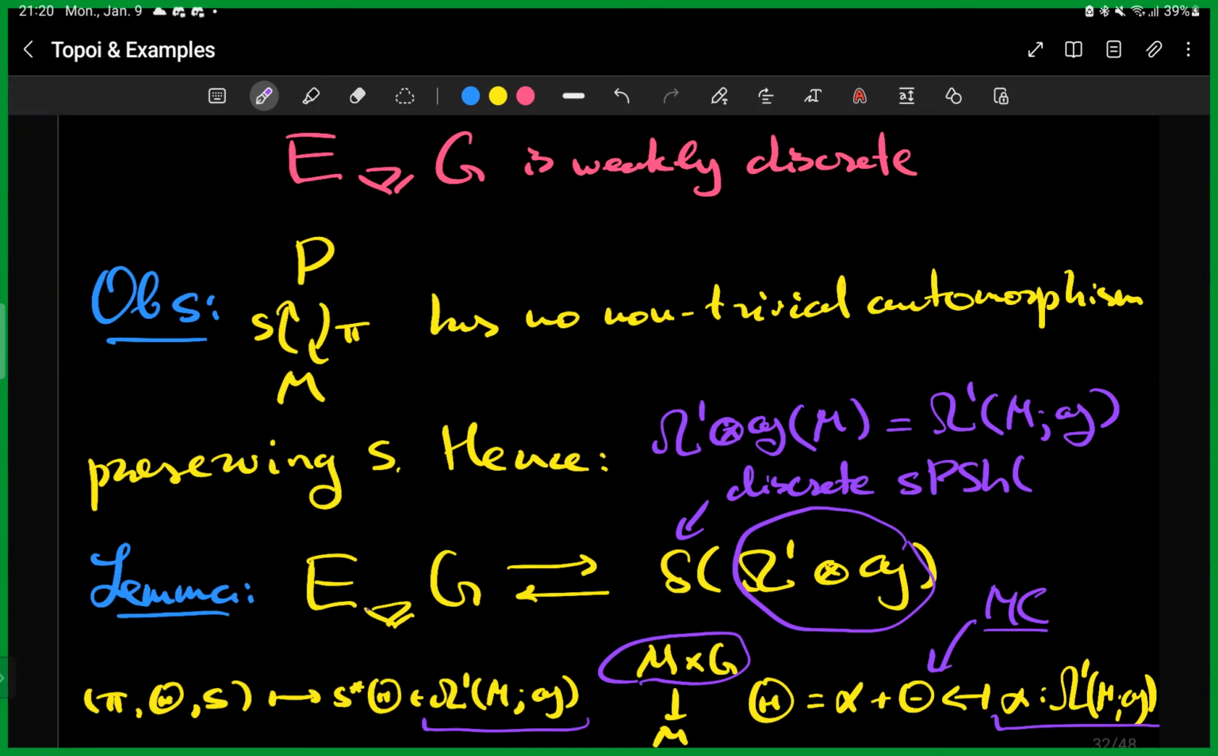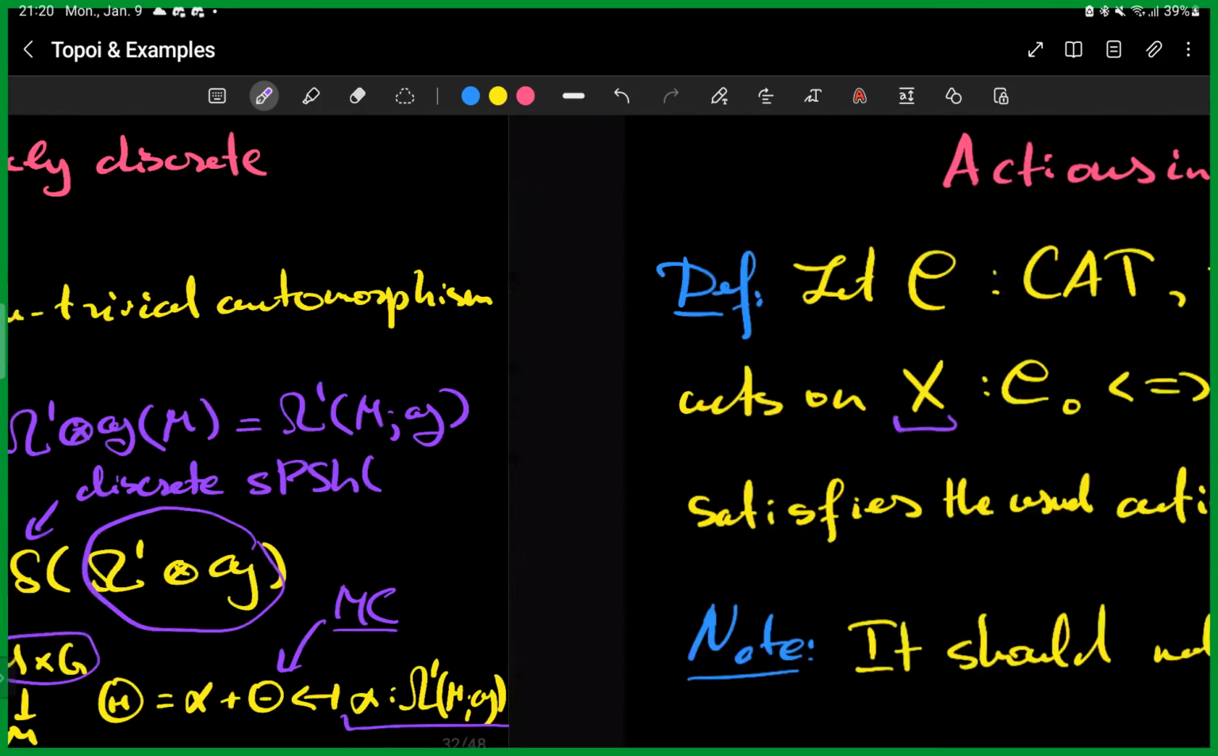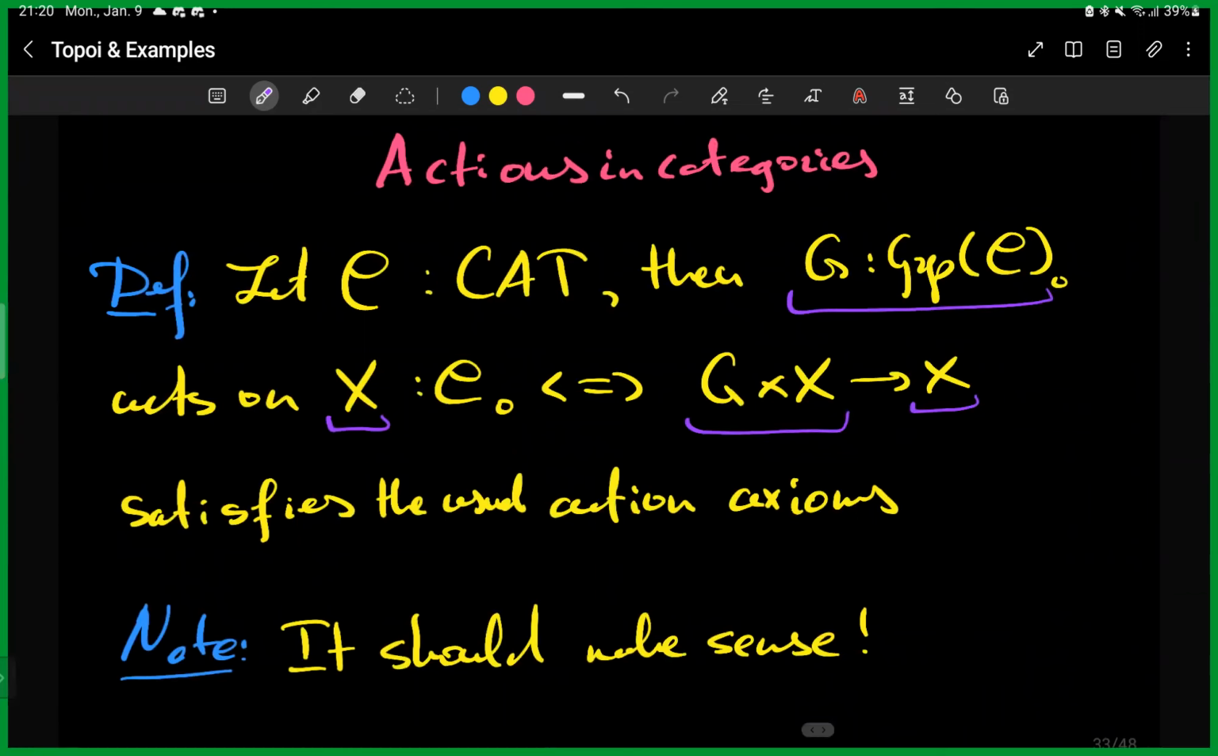Yeah. Could you move to the next slide? Mm-hmm. And here we have an action on objects and on morphisms. Yeah, or on objects only? No, on objects. On objects, just on objects. Okay.